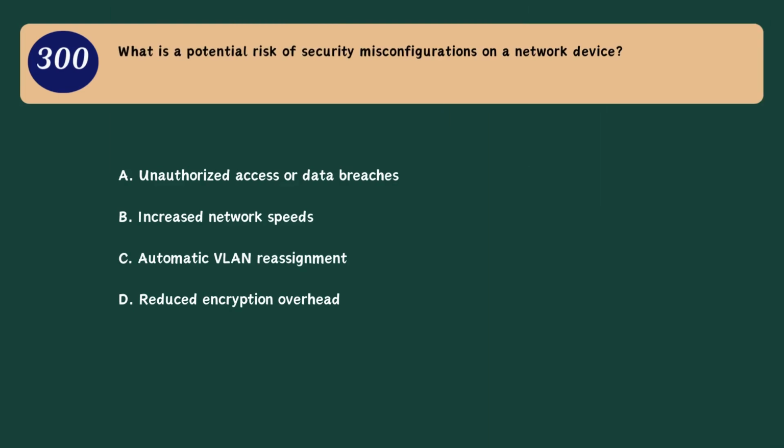Question 300. What is a potential risk of security misconfigurations on a network device? A. Unauthorized access or data breaches. B. Increased network speeds. C. Automatic VLAN reassignment. D. Reduced encryption overhead.